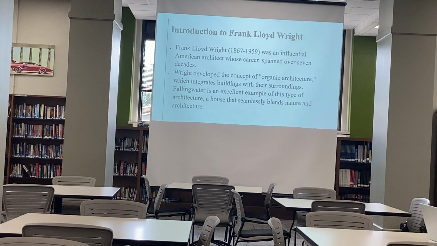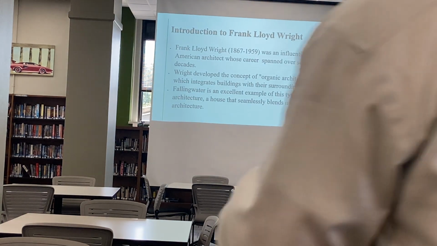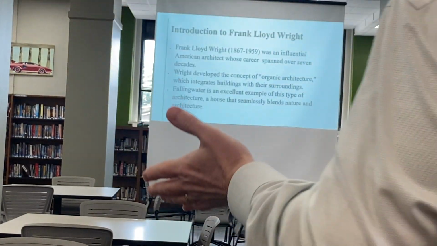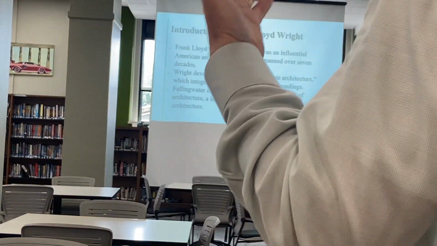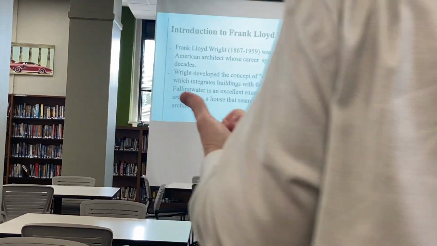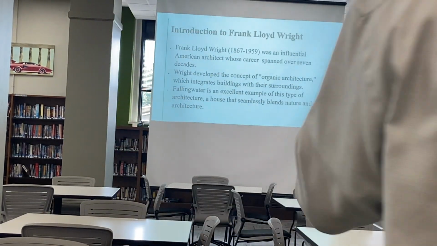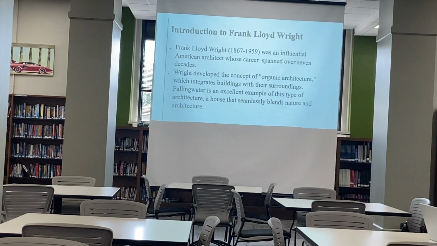So Frank Lloyd Wright. Influential American architect, built for decades, right? He developed this whole idea of organic architecture. So he's incorporating the surroundings into his buildings, right? And Fallingwater House is an excellent example of this type of architecture, where the architecture blends seamlessly with the nature around it.